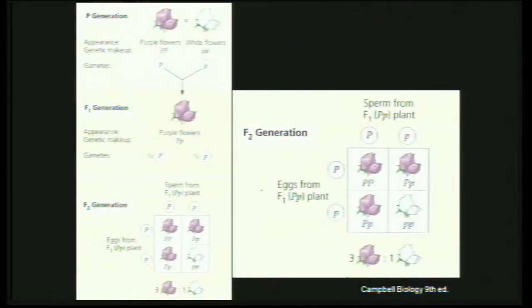All the plants will bear the purple flower color, but now the genetic constitution is big P and small p, that is, they are heterozygous. Whereas in the parent generation, they were homozygous. Either they were two big P's or two small p's. But in the F1 generation, all the plants had the genetic constitution of big P and small p, that is, they are heterozygous now.